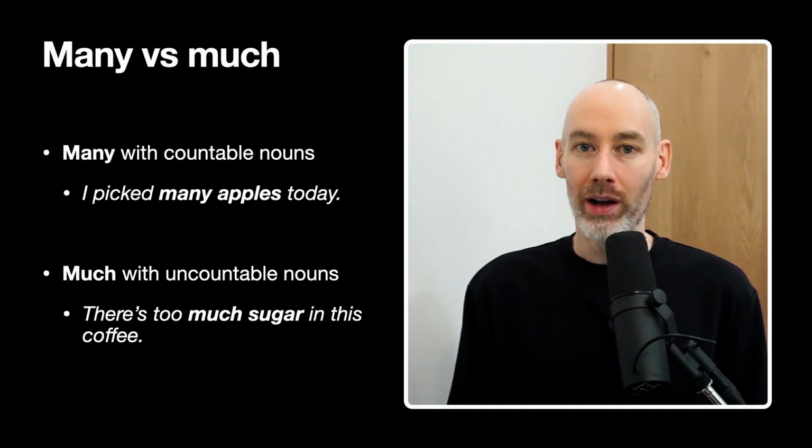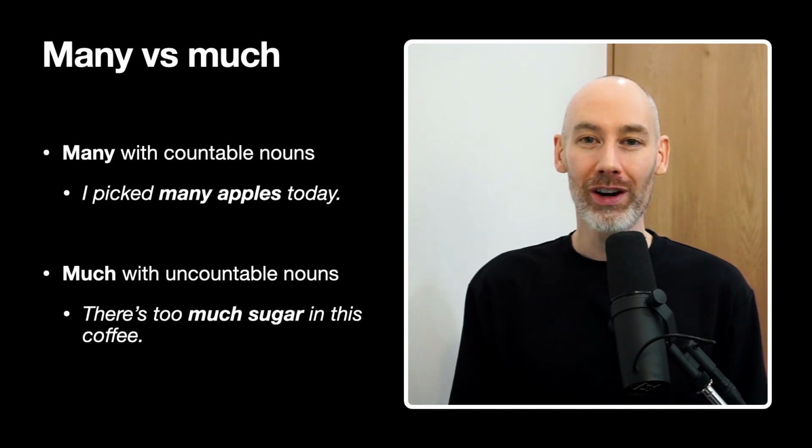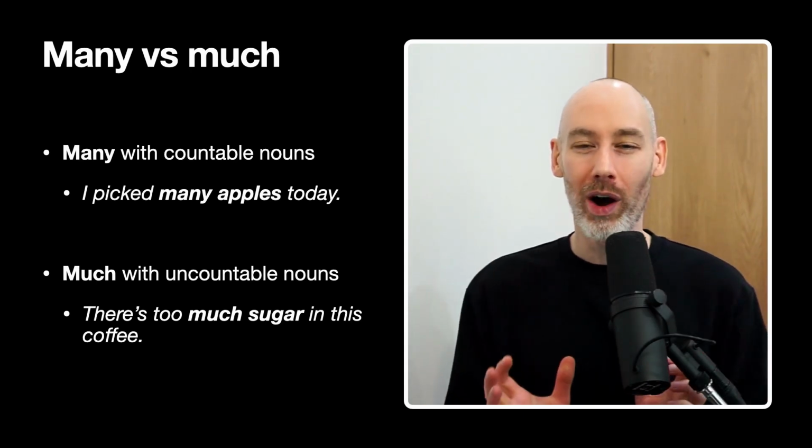The next one, much, we use with uncountable nouns. And I have the example sentence on the screen. There's too much sugar in this coffee. It's too sweet. It's gross. Okay, sugar, we think of as just being like one unit.